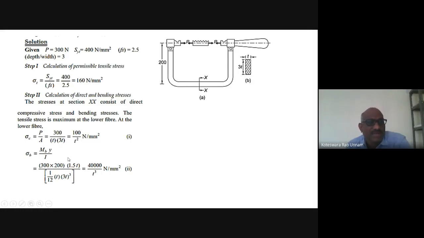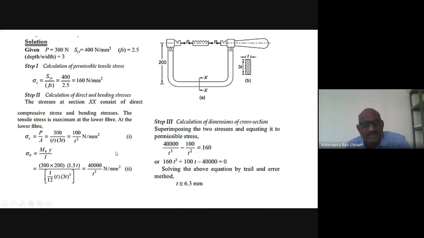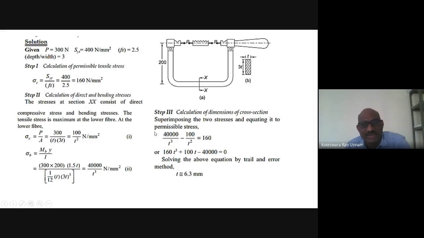Similarly, sigma B formula is this, MB into Y by I. MB is 300 into 200, 1.5 into T divided by this. Then from this you get this equation. If you solve this equation, you get this solution. So I don't know, maybe I'm guessing it. Somebody is already copying this and they put it in that attachment.